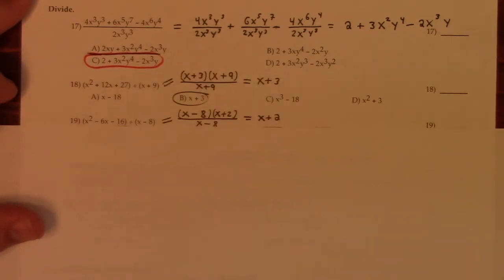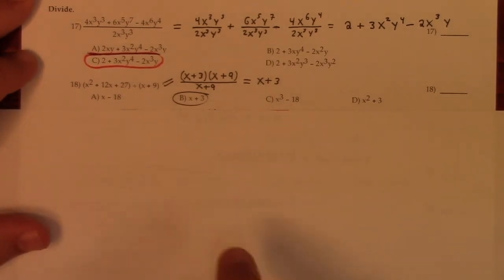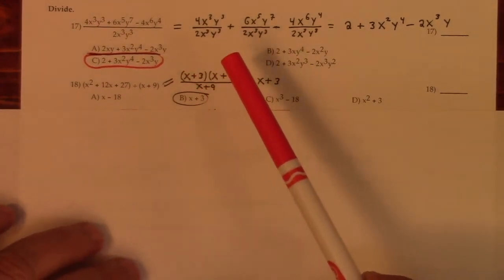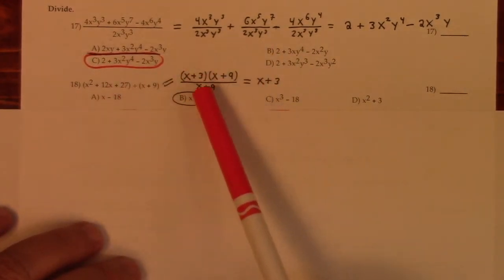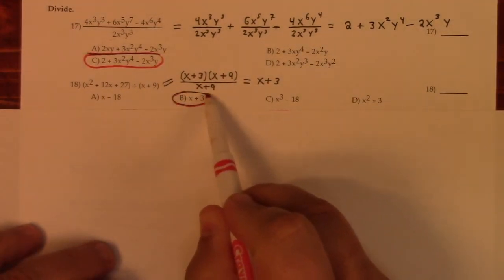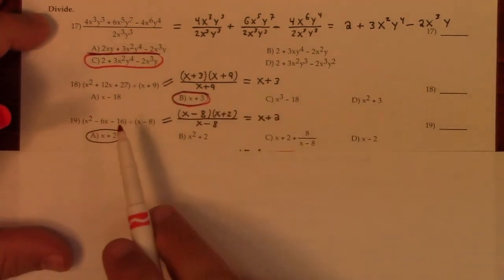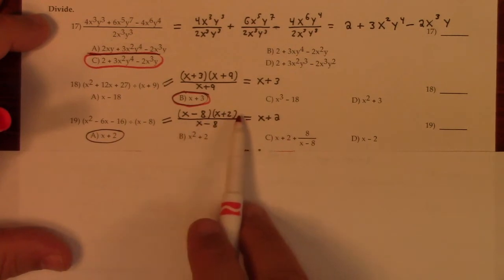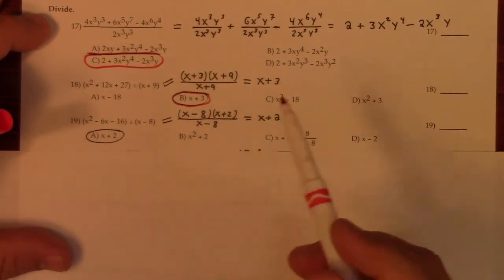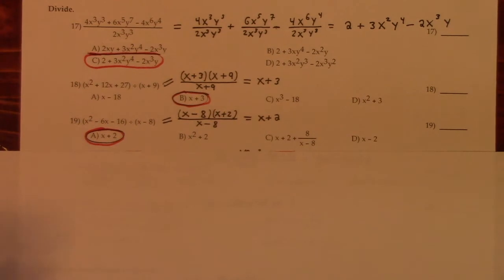All right, so excuse me. There's 17. Number 18. So I'm supposed to divide x squared plus 12x plus 27 by x plus 9. Fortunately, x plus 9 factors out of that, and we're just left with x plus 3. Hooray. Number 19. Again, we can factor the numerator into x minus 8 times x plus 2 over x minus 8. The x minus 8's cancel, and we're left with x plus 2, which is A.